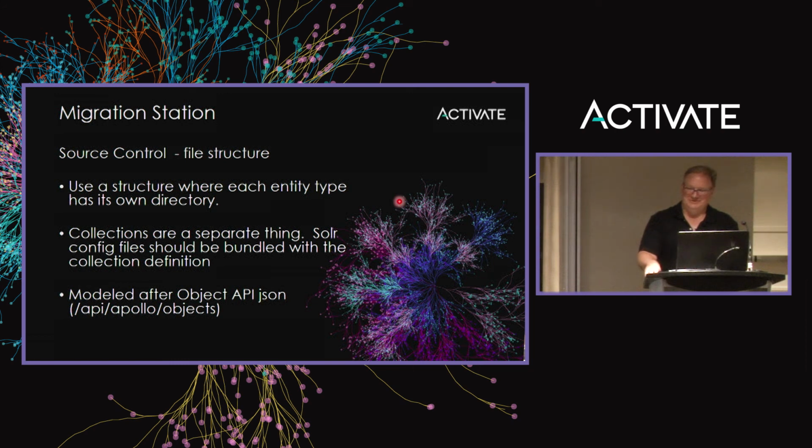Each collection in Fusion, or the way it's represented, each collection is its own directory, and within that directory is where all the Solr files, the config files, are kept, and also the definition for the actual Fusion collection. It's called whatever the collection name is, .json.